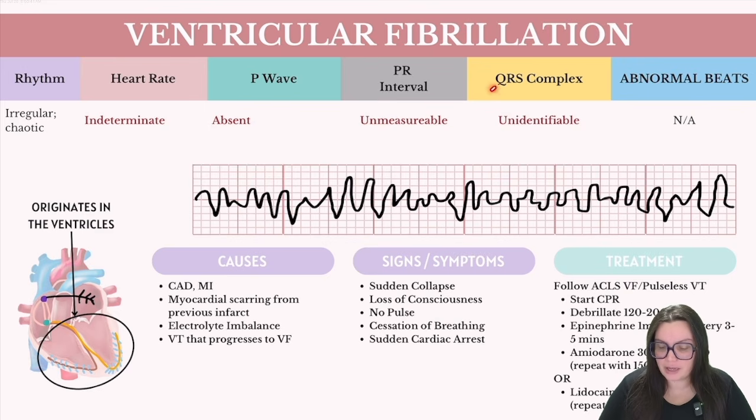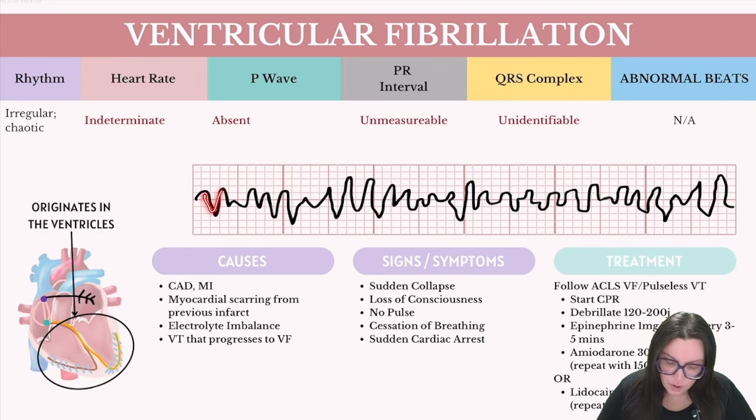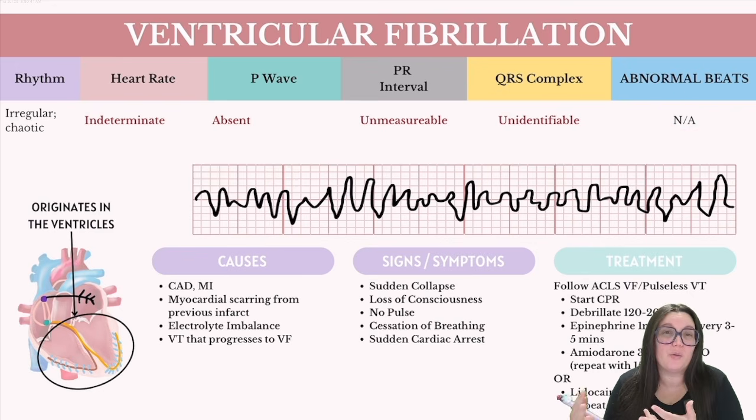What's big here is that when it comes to the QRS complex, it's going to be unidentifiable, right? We really don't know where the QRS complexes are because of this chaotic rhythm. And then lastly, there's going to be no abnormal beats. There's not going to be any ectopic beats or extra beats with this particular kind of rhythm. We just know that ultimately it's going to be lethal.